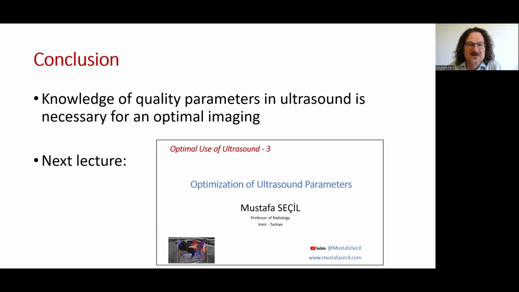Knowledge of quality parameters in ultrasound is necessary for an optimal imaging. The next lecture will be about optimization of ultrasound parameters.